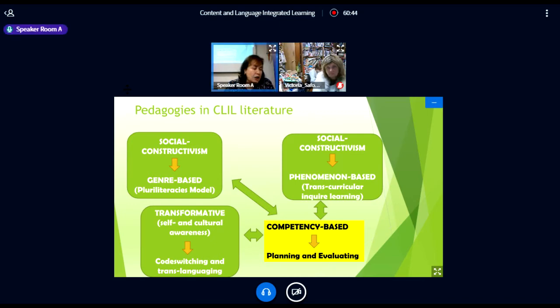At the same time, social constructivism has generated a pragmatic version of itself, which is the phenomenon-based learning focused by David Marsh. And it is a more transversal inquiry learning, so based on theory and learning by doing together across the subjects of the student's curriculum.